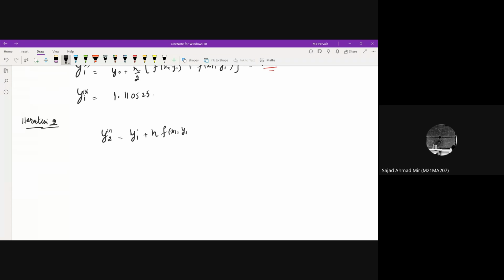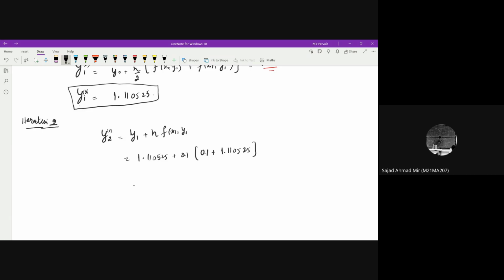We are using the updated value. Let's say the third approximated, third iteration value I am using here for the first time. Then the value you will get, you put all these values here. Let's say I'm using this value, then it will be 1.110525 plus 0.1 into your x1, which is 0.1, plus y1, which is 1.110525. This is the updated value I am using.